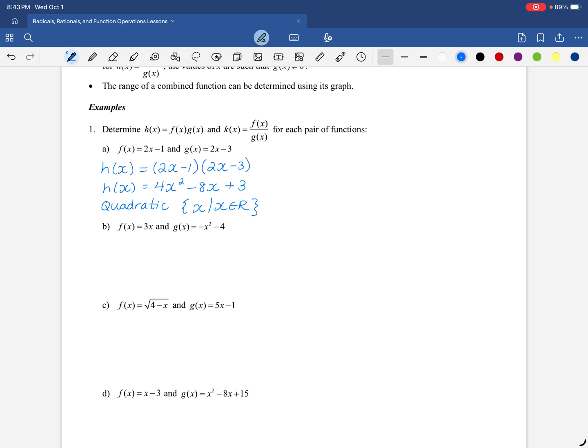Okay, makes sense. Both of the original functions were linear functions. Their domains were x is an element of the reals. We combine them together, our domain is still x is an element of the reals. However, we now have a quadratic function.